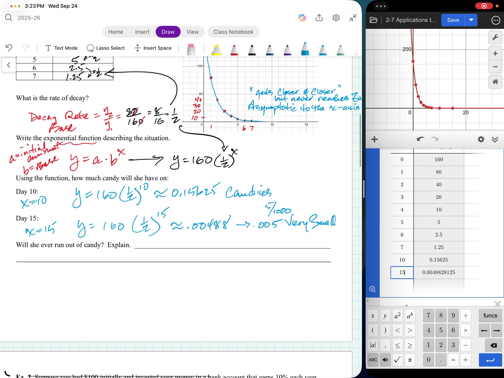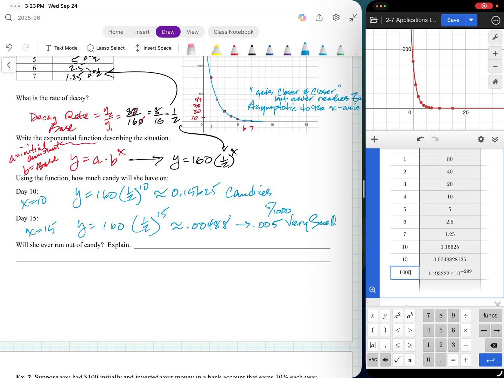Okay, and this will never really be zero. I mean, you could put a big number in here, like 1,000 maybe. But that number right there is so small, it's infinitesimal. So when you answer the question, not really. Mathematically, it really won't happen. There will always be a very small amount left.